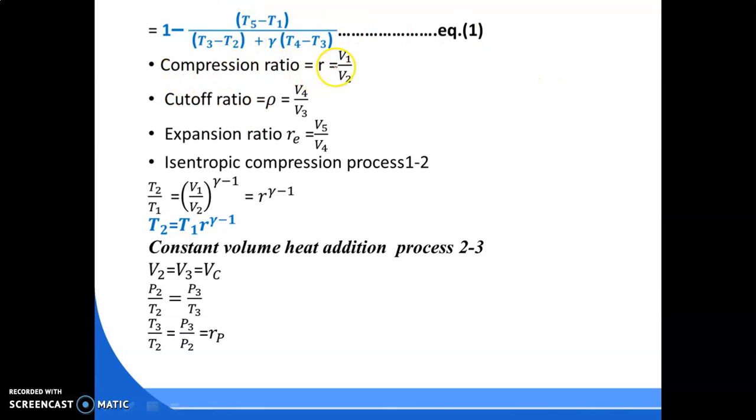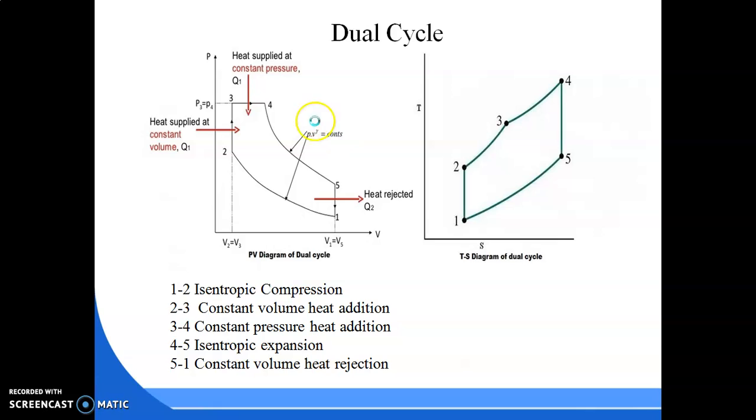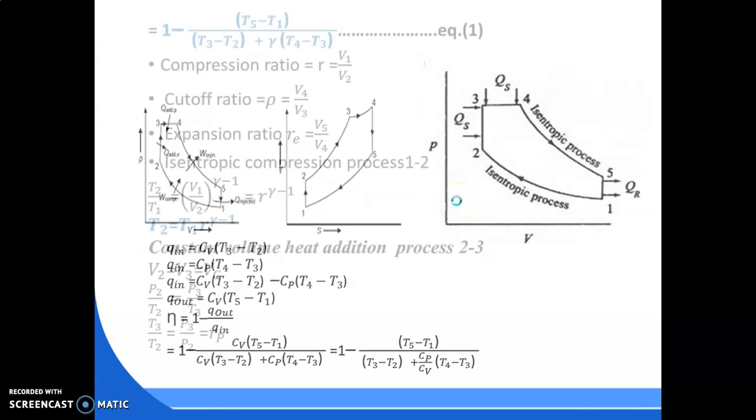What is compression ratio? Compression ratio is total volume by clearance volume. What is total volume? You can see here, total volume is V1. Clearance volume is Vc, which is also V2. So V1 by V2 is your compression ratio.